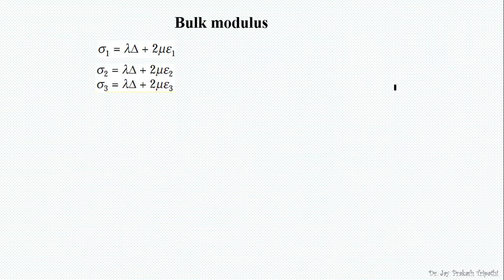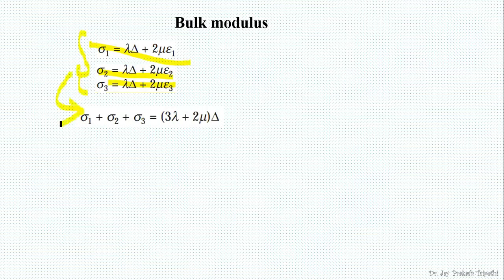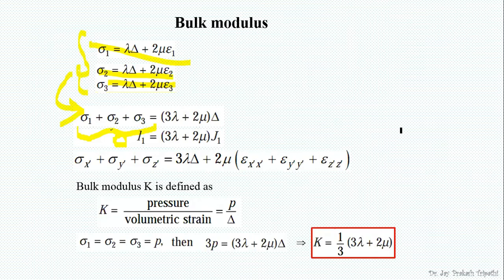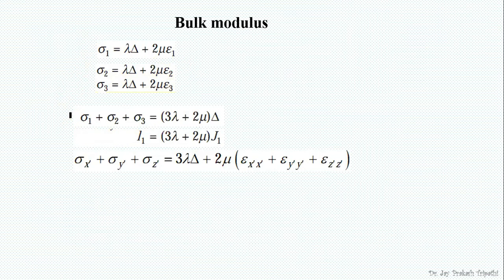Now let's derive the expression of bulk modulus. So we know all these three relations. Just add these three equations and we will get this equation. The summation of sigma 1, sigma 2 and sigma 3 represents first stress invariant I1, and the summation of epsilon 1, epsilon 2, epsilon 3 represents first strain invariant J1. That means this equation can also be written in this form, because stress invariant does not depend on the reference frame.